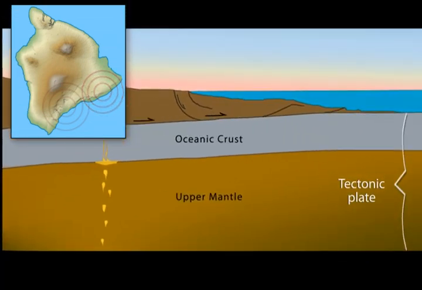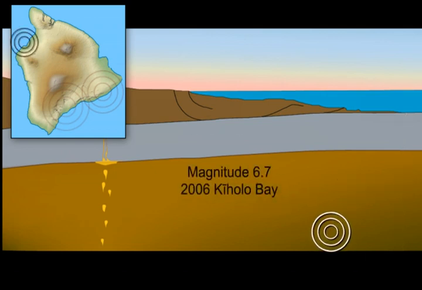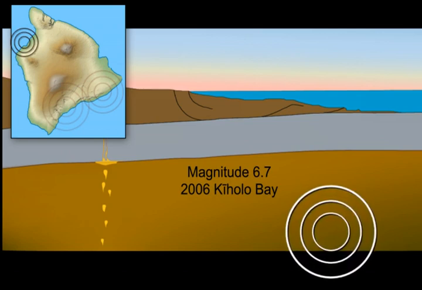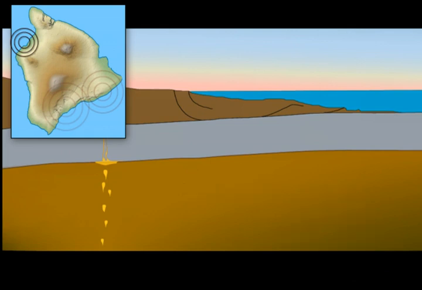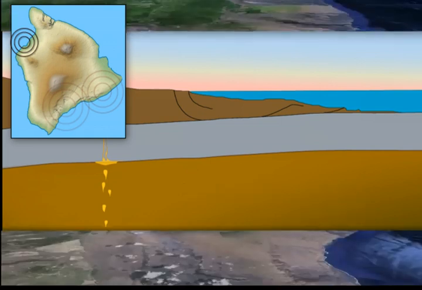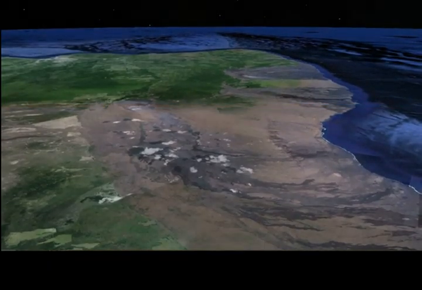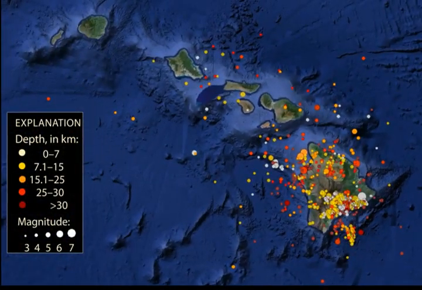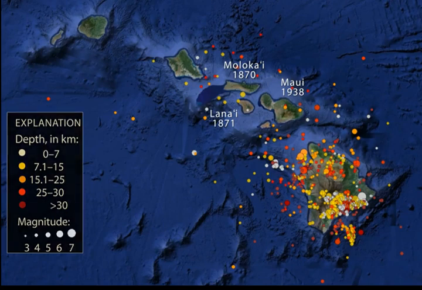The third general source of earthquakes in Hawaii lies deeper, in the brittle mantle. Earthquakes there occur as the Pacific plate adjusts to changing loads and temperatures from the large volcanoes above. The magnitude 6.7 Kiholo Bay earthquake in 2006 is an example of a mantle earthquake, originating 29 kilometers below the surface. These deep earthquakes occur widely, though infrequently, among the other Hawaiian islands as well. Deep earthquakes are the likely suspect for 3 magnitude 6 or greater events that occurred around the islands of Molokai in 1870, Lanai in 1871, and Maui in 1938.